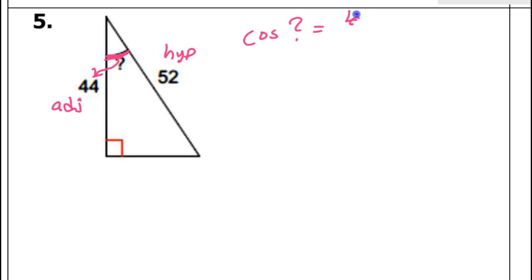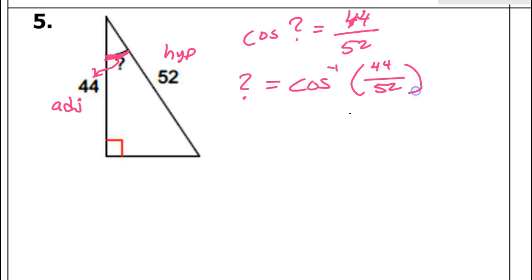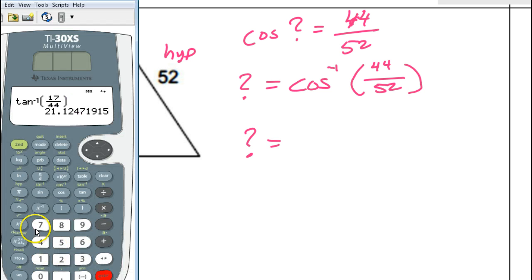Let me go ahead and put in the number. So 44 over 52, all right, adjacent over hypotenuse. So if I want the angle out of it, I will have to do the inverse cosine of 44 over 52. Okay, so inverse cosine 44 over 52. 32.204.